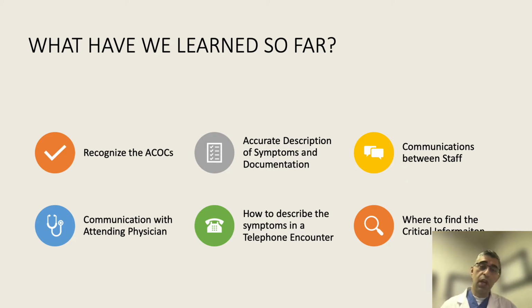The next thing that we talked about is communication with the attending physician. This is very important: how to describe symptoms in a telephone encounter. When you pick up the phone or do texting or messaging, like people do with TigerText today in our facilities, it is so important that we put in the right information. We talked about it in part 1. I encourage you, if you want to remember again, to go back and watch part 1 again. It's important to talk about the quality of the symptoms, the onset of the symptoms, what makes it better, and what makes it worse.